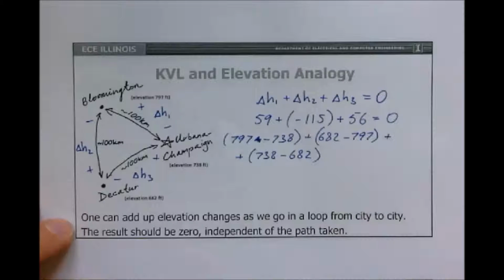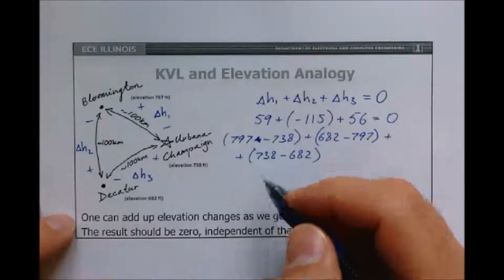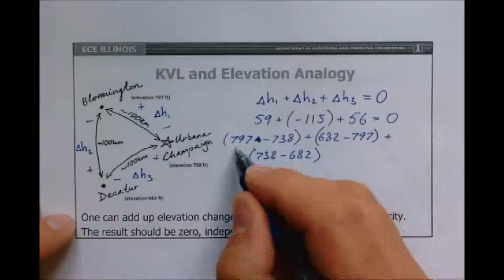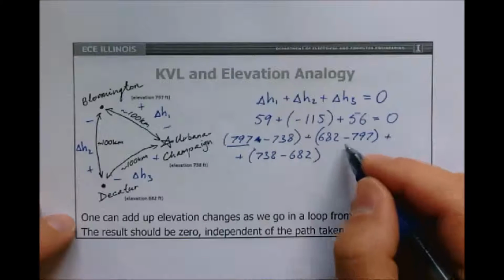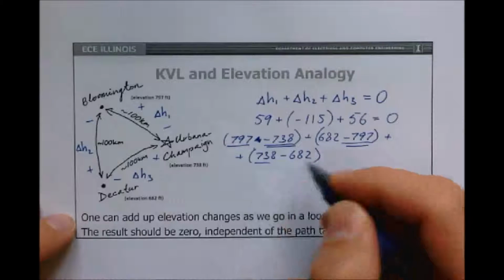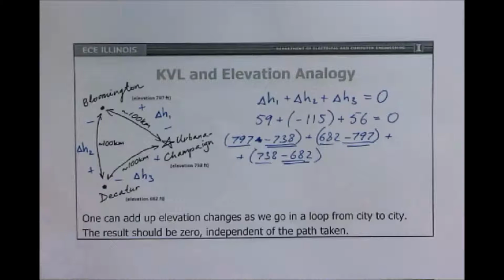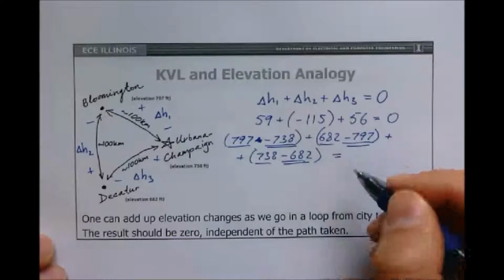There's something to notice about this: every number in this equation appears twice, once as positive and once as negative. For example, there is positive 797, and then in the sum there is negative 797 because it serves as a reference point. There's negative 738, positive 738, and positive 682 and negative 682. So whatever we add, we at some point subtract. So it should come as no surprise that the numbers add up to 0.